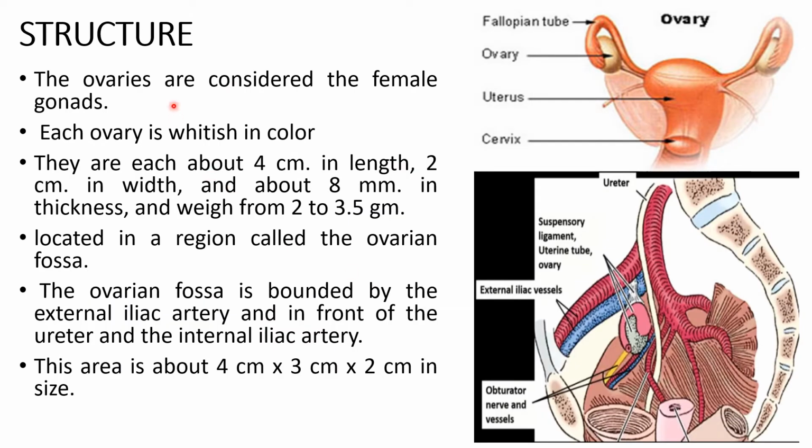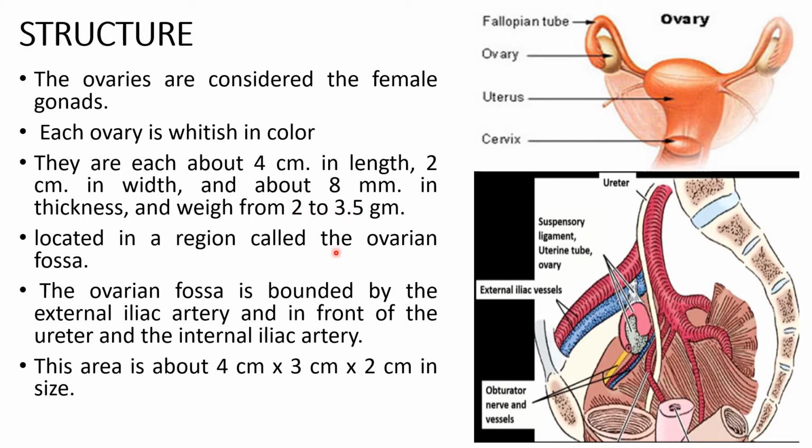Coming to the structure of ovaries. Ovaries are considered the female gonads, the counterpart of the testis in females. Each ovary is whitish in color. It is about 4 cm in length, 2 cm in width, and about 8 mm in thickness. Its weight is about 2 to 3.5 grams.